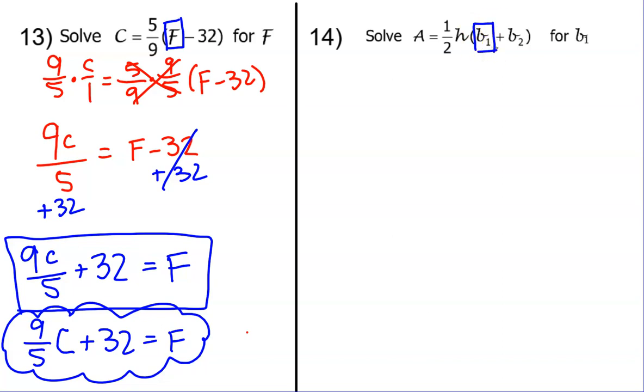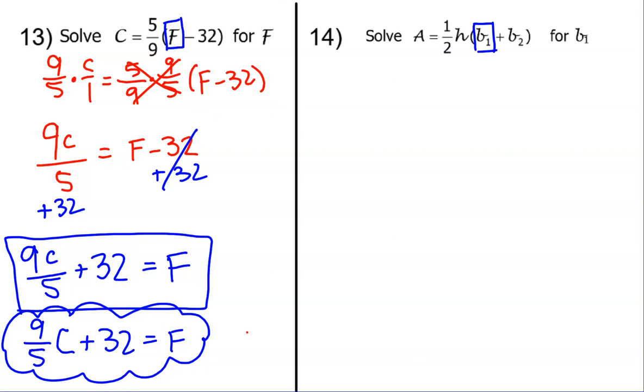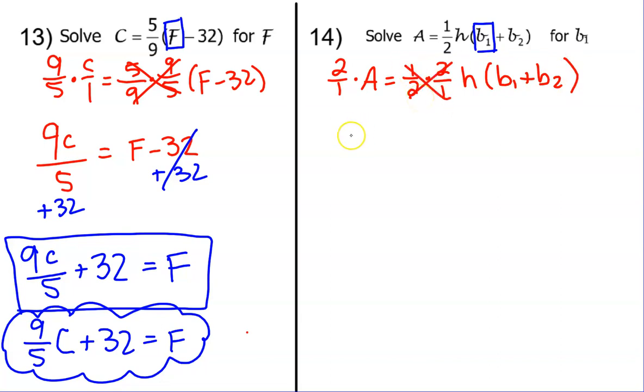Okay, so what's going on here? I see a fraction just like before. I'm going to get rid of that fraction first. It is 1/2, so the reciprocal of 1/2 is going to be 2 over 1. So we have 2 over 1 times A equals 1/2 times the reciprocal. Everything else is still here. Those cancel out. 2 over 1 times A is just 2A is equal to H times B1 plus B2.